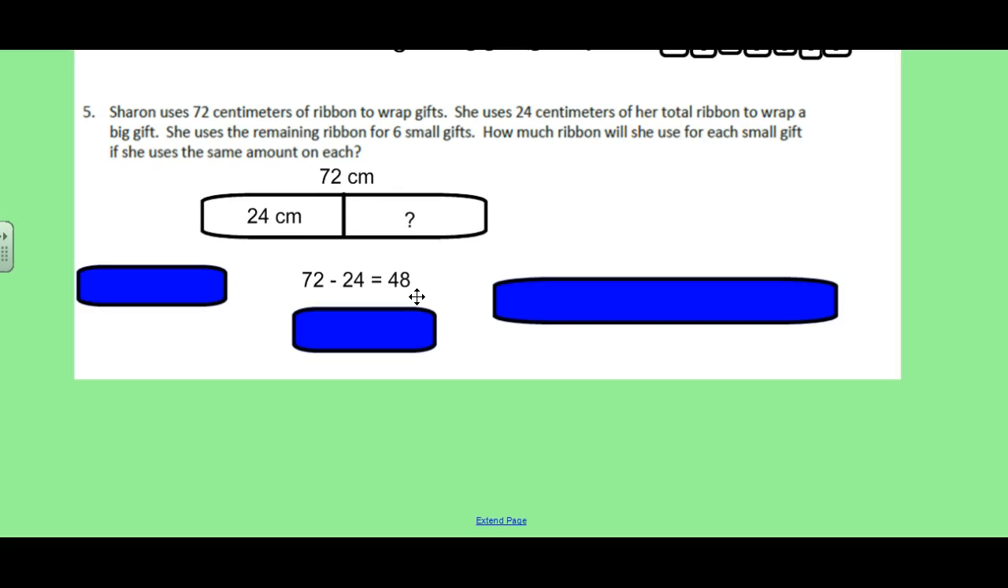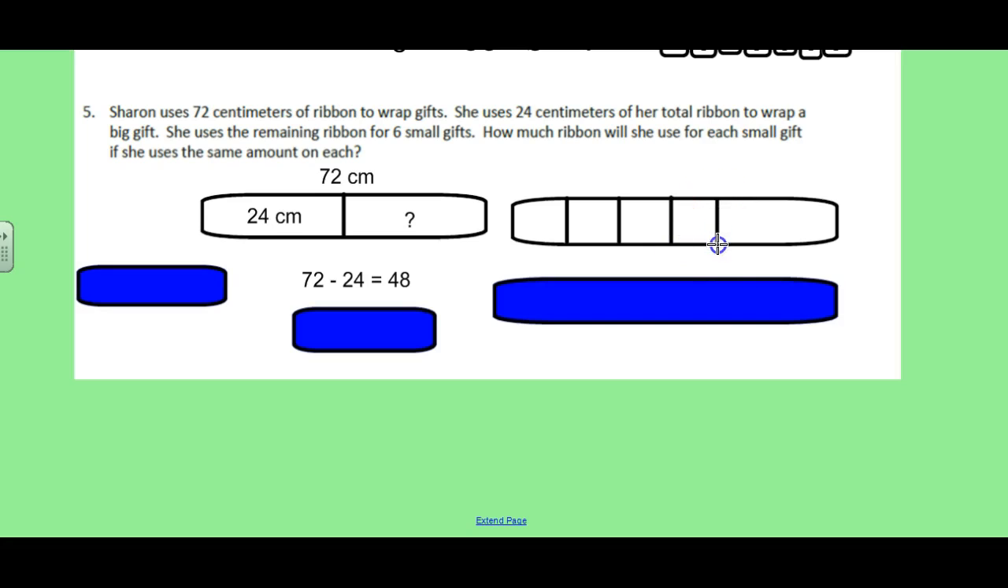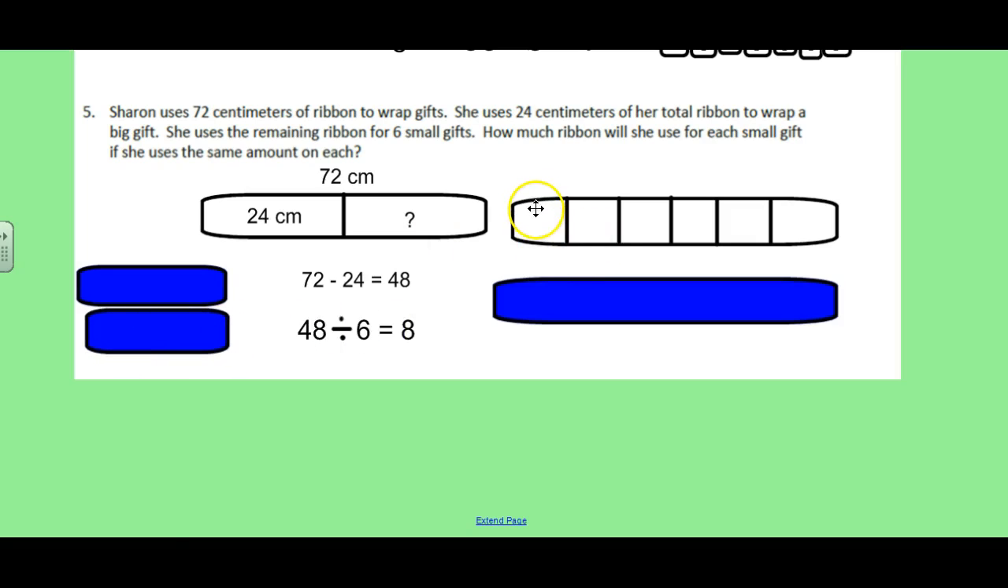So now she had 48 centimeters left of ribbon, and she had to use those 48 centimeters for 6 small gifts. If you were drawing something again, you could have drawn another tape diagram, and your tape diagram would have 6 different sections to represent your 6 different gifts. You're trying to figure out if she has 48 centimeters total, how much is she going to use on each gift? So the equation I was looking for this part was 48 divided by 6. And in the tape diagram, we would have found that she used 8 centimeters on each small gift. So I'm putting 8 in each part of the tape diagram.